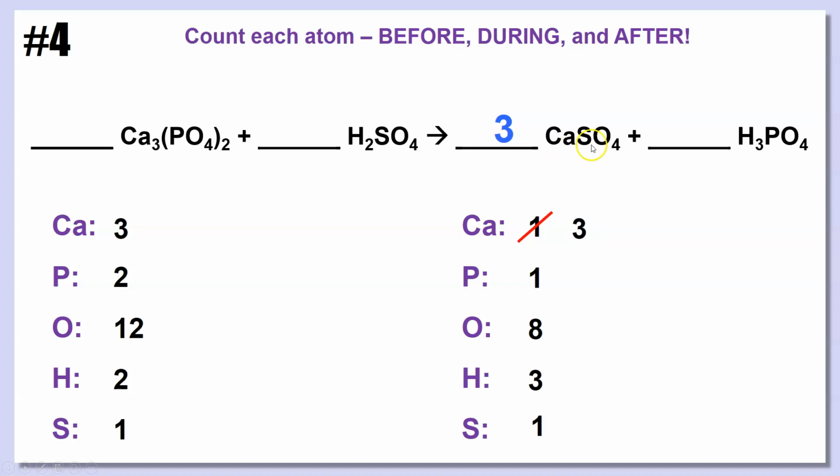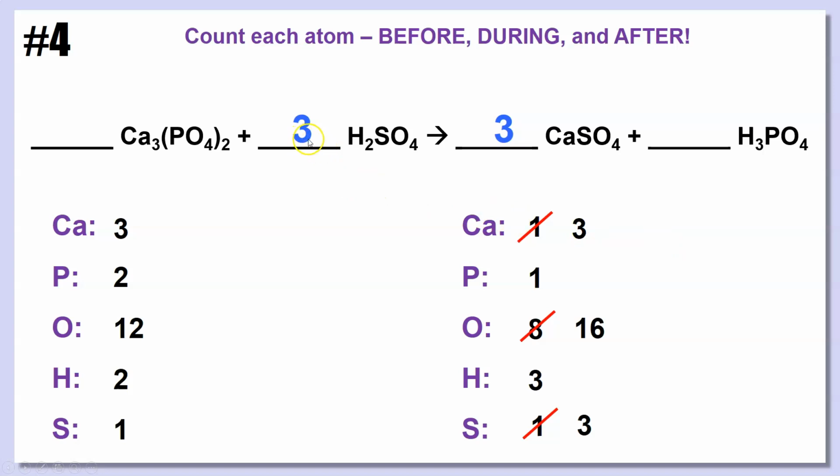In the process, I messed up my sulfur. Now I have 3 sulfurs. And I messed up oxygen. Be careful here. 3 times 4 plus another 4. Altogether, that's 16. These numbers are getting pretty big. Now, let's fix something else.